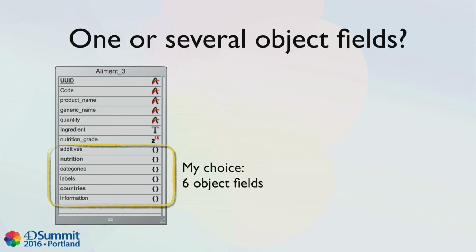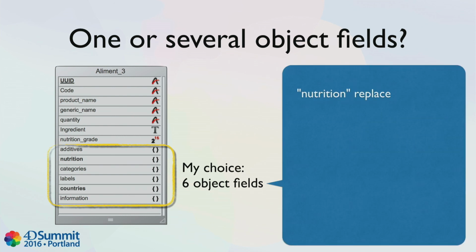My choice is 6 object fields. Why? Nutrition replaces 96 regular fields. For me, it's enough. I stop. It's consistent, all the same type of data, and it's even huge. Okay, stop here.